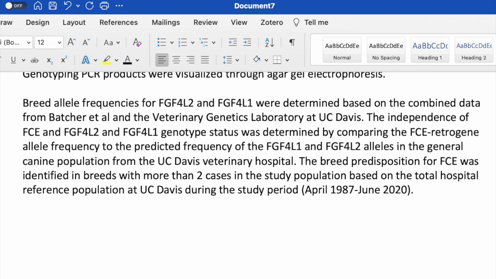The independence of FCE and FGF4L2 and FGF4L1 genotype status was determined by comparing the FCE retrogene allele frequency to the predicted frequency of the FGF4L1 and FGF4L2 alleles in the general canine population from the UC Davis Veterinary Hospital. The breed predisposition for FCE was identified in breeds with more than 2 cases in the study population based on the total hospital reference population at UC Davis during the study period, April 1987 to June 2020.